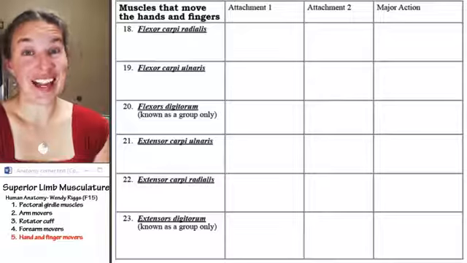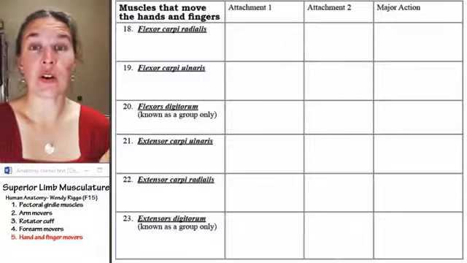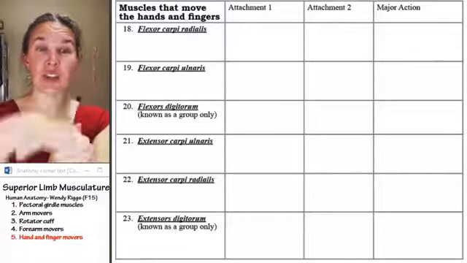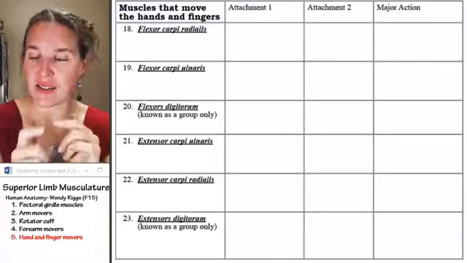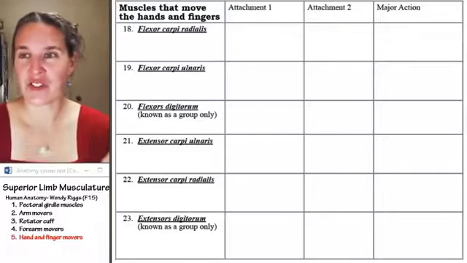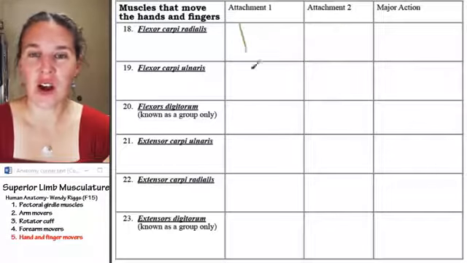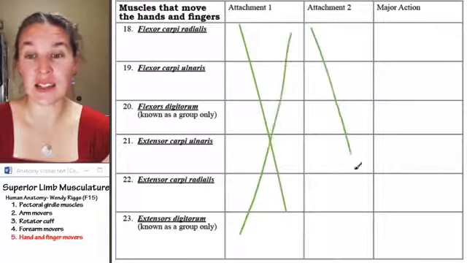All right, our last group. These guys move the hand at the wrist joint, and some of them move the digits. Here's the good news. We are not doing attachments for any of these guys.